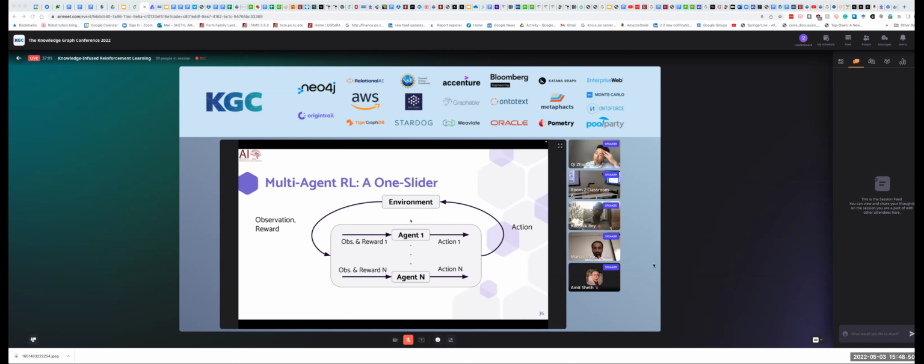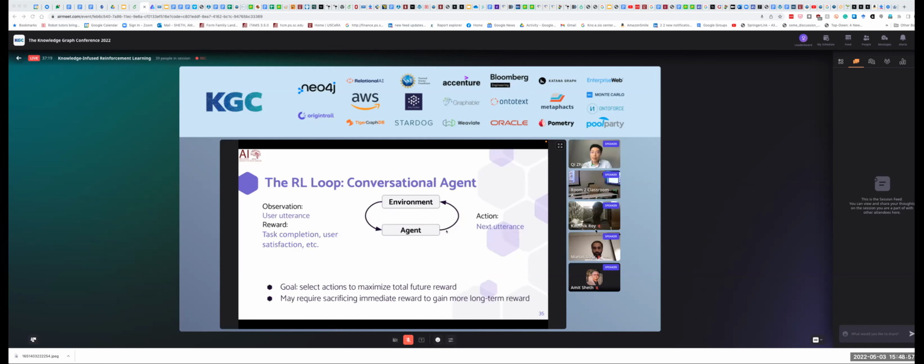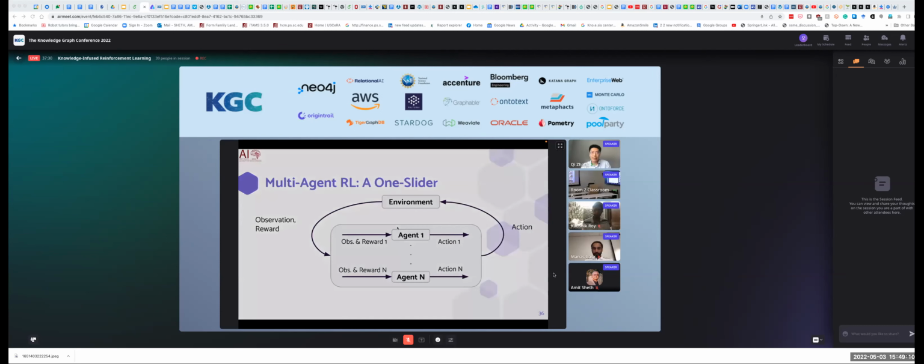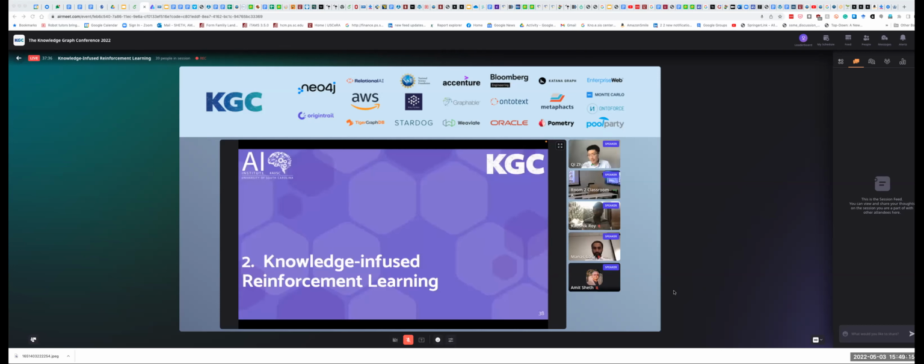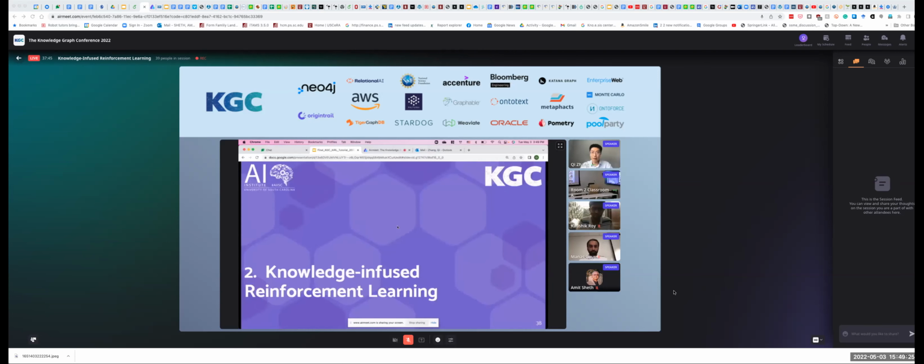So any RL algorithm, including the knowledge-infused RL algorithm that we're going to introduce in the rest of this tutorial, will be trying to decide how the agent is going to make the very next decision based on the previous information. With these slides, I'm concluding my talk. I'm going to transition to Kaushik on the specific scenario of knowledge-infused reinforcement learning. Thank you.